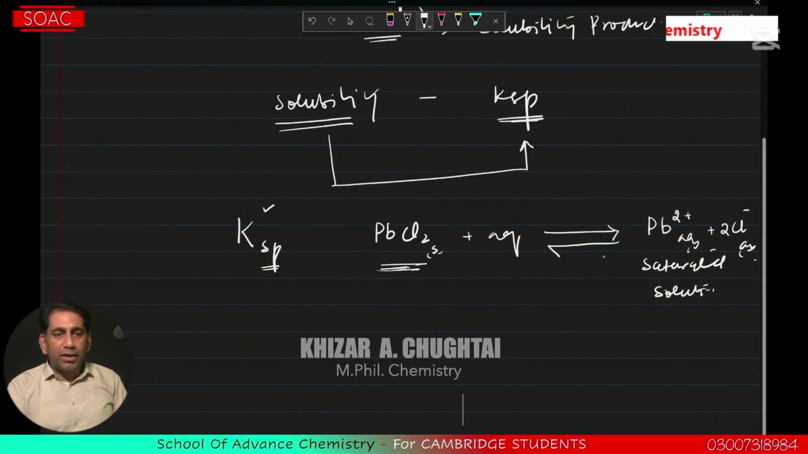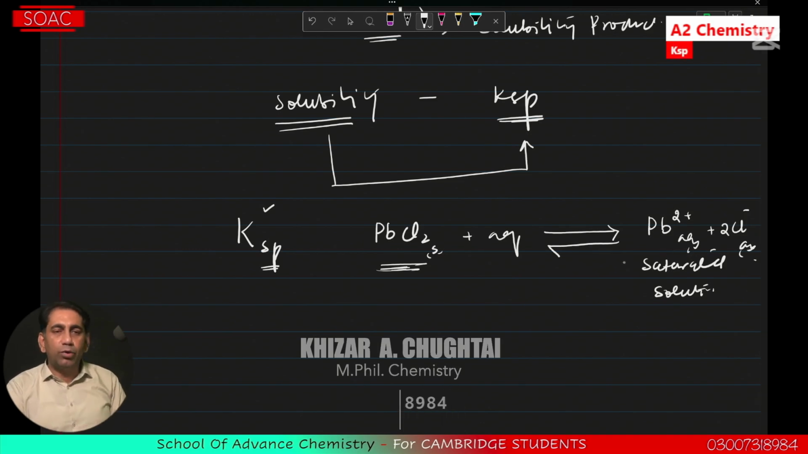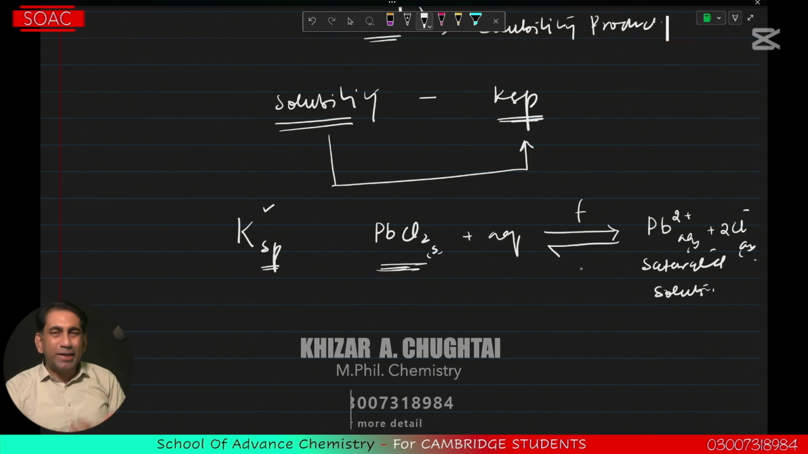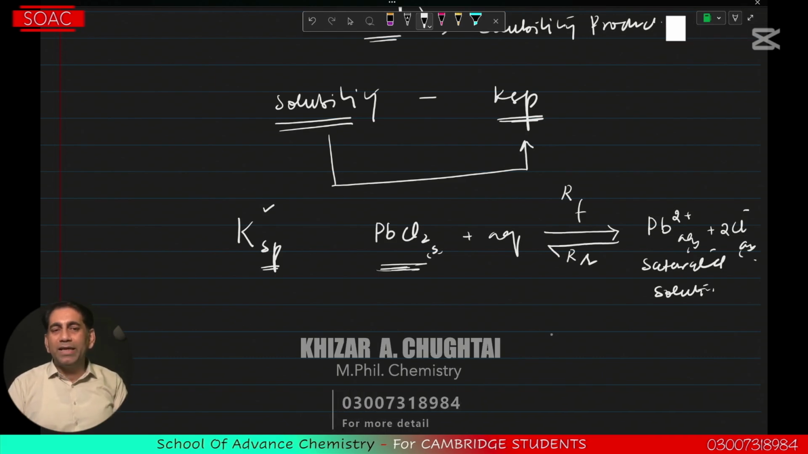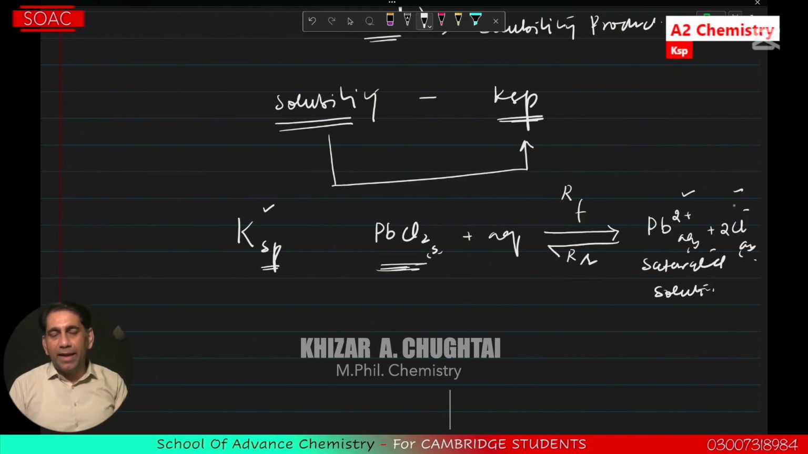Then a time will come when these ions meet together to make solid PbCl2 back. This is the forward reaction. After some time, the backward or reverse reaction commences. A time will come when the rate of the forward reaction is equal to the rate of the reverse reaction. This is called dynamic equilibrium. Now the solution is saturated with Pb2+ ions and Cl- ions.